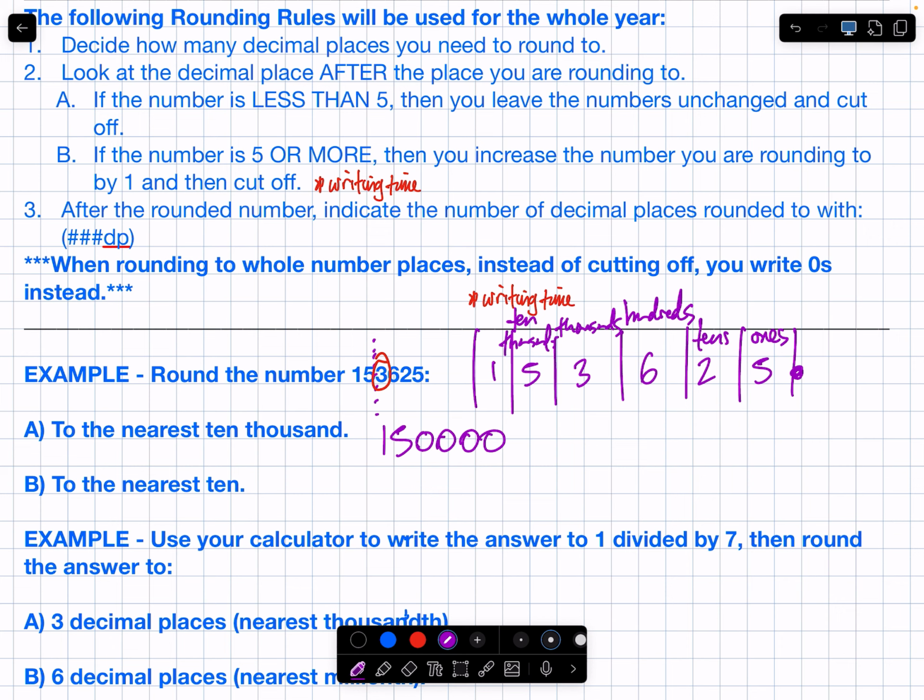Hopefully that demonstrated. Step 1, decide where you're going to cut off. I am cutting off after the 5. Step 2, look at the number after. It's 3, it's less than 5. So I cut off and replace with zeros.